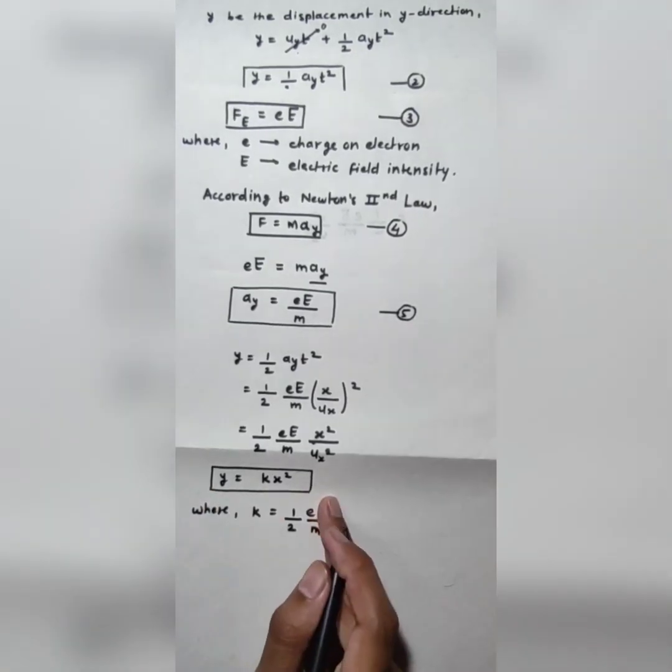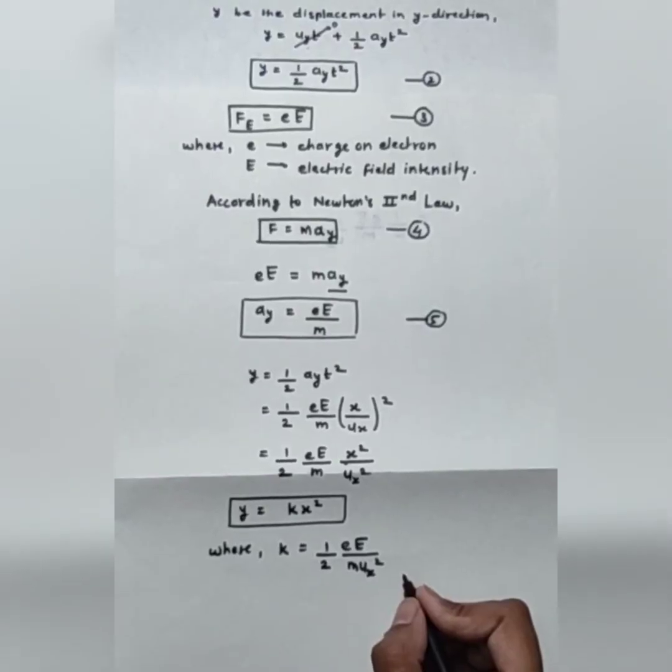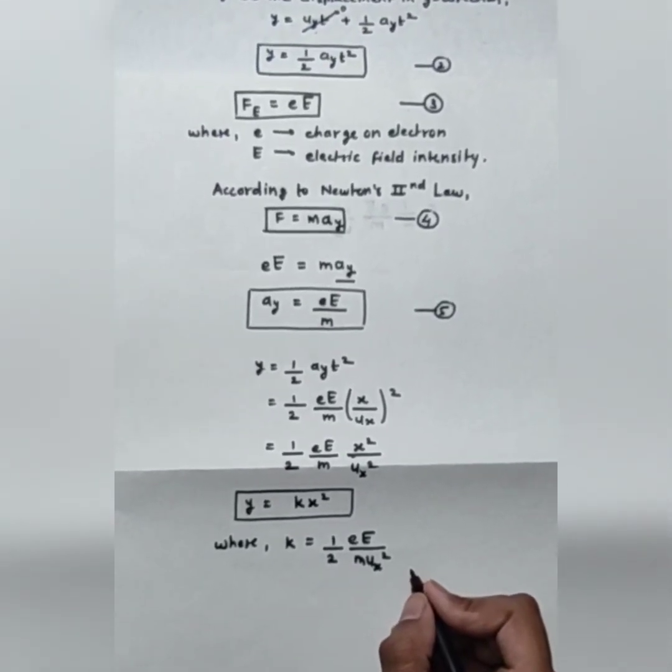From this equation we can say that electron takes a parabolic path in the region of transverse electric field. This is all about motion of electron in transverse electric field. Thank you.